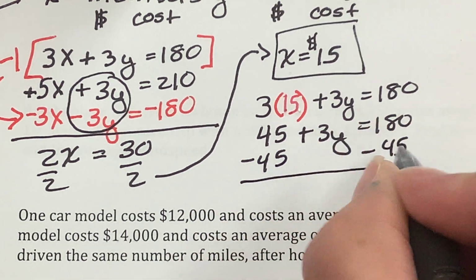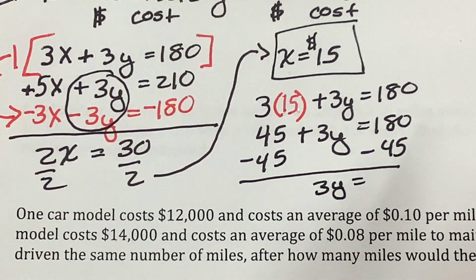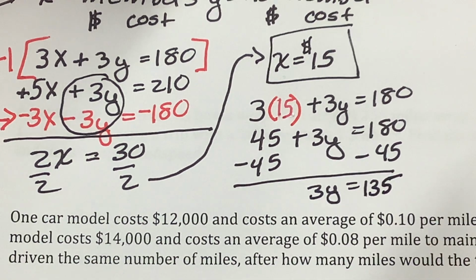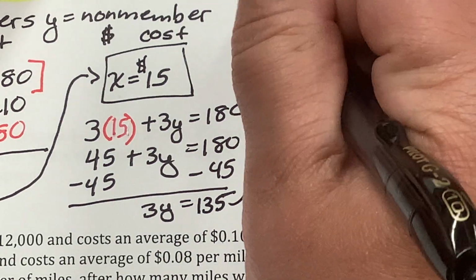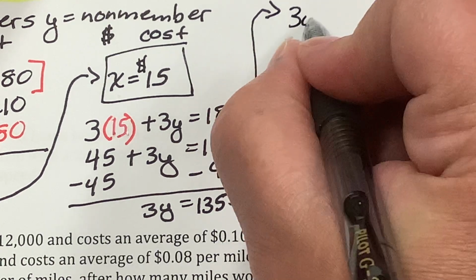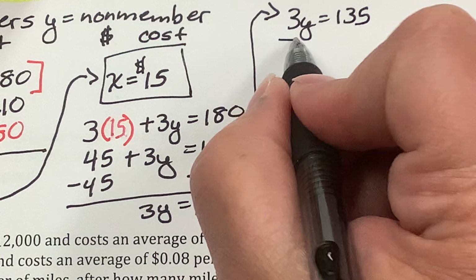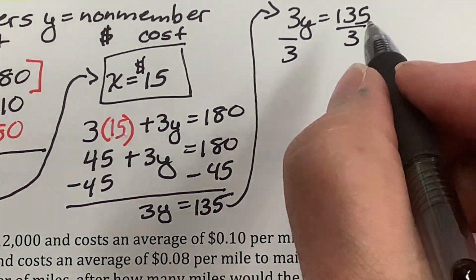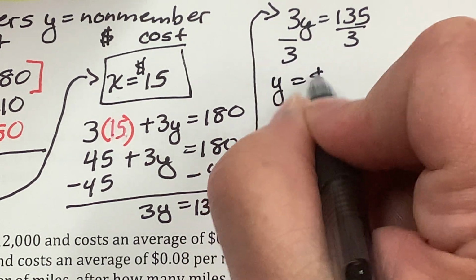And I get 3y equals 135. And I've run out of space, so now I have to take that back up here. 3y equals 135. Divide both sides by 3, and you get y equals $45. Oh, sorry, I wrote x, but it's y equals $45.